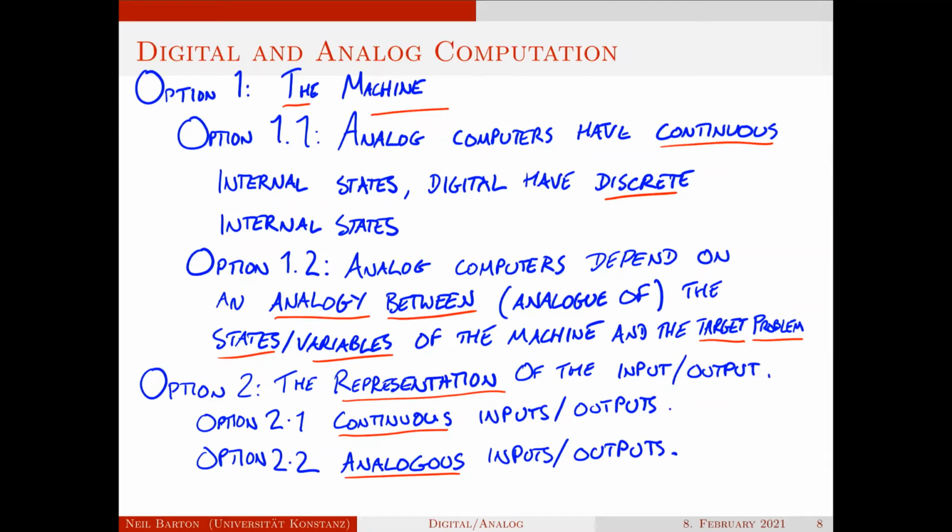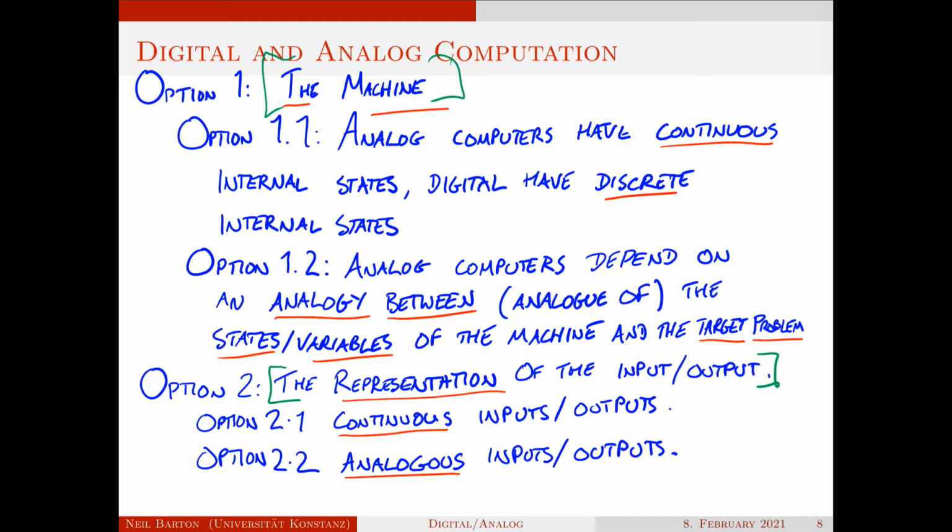Right, so with this in hand, let's look at two options for bearers of the computation. So one option is that we say it's the machine that is bearing the computation, and the other one is the representation of the input or output that we pick, right? So within these two options, there have been two core ways of interpreting the distinction between digital and analog. And you get a rough kind of mirroring within the two options.